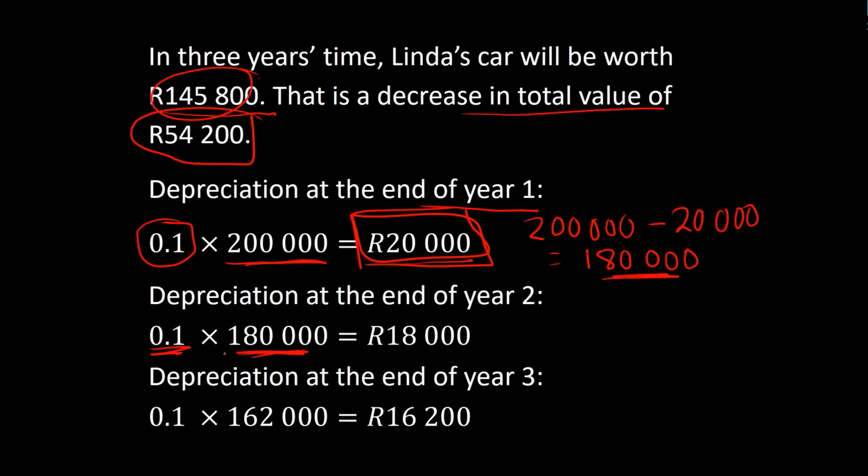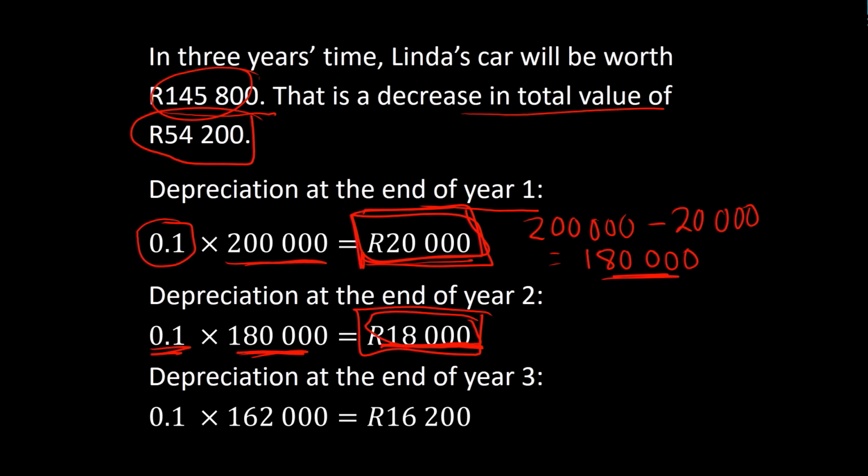So we say 0.1 times 180,000, and that gives us 18,000 Rand. So at the end of year two, the depreciation is 18,000 Rand. And can you see this reducing effect that we're talking about? In the first year, our depreciation was 20,000. In the second year, the depreciation is 18,000. So in fact, the depreciation has reduced itself by 2,000 Rand because it's now based on the lower value of the car.